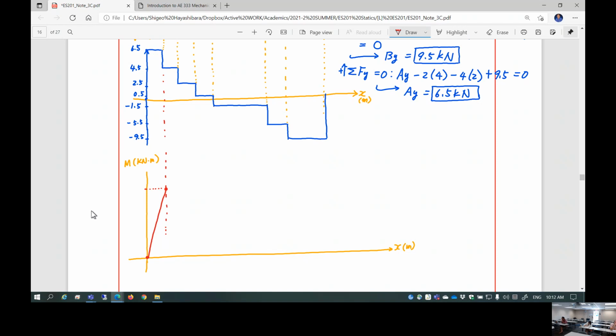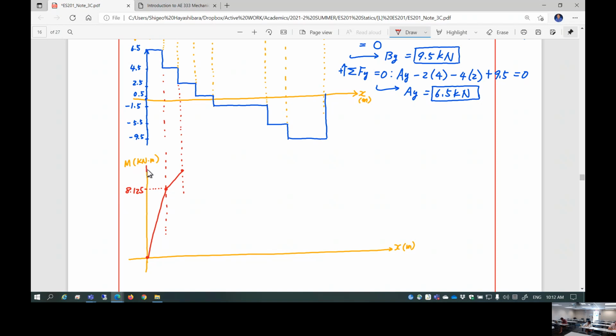That's right. 6.5 times 1.25 is like 8.125, correct. So now you know the magnitude here, and also slope. Slope is 6.5 kilonewton. Okay. Now, this slope actually changes for the next segment, correct? What is the slope now you change? 4.5. That's right. So slope is kind of changed.